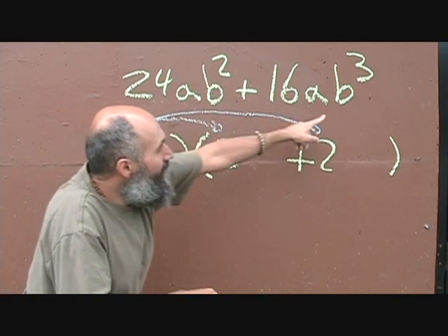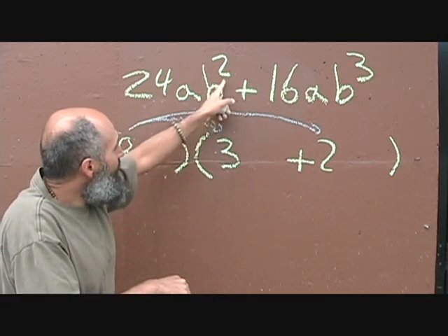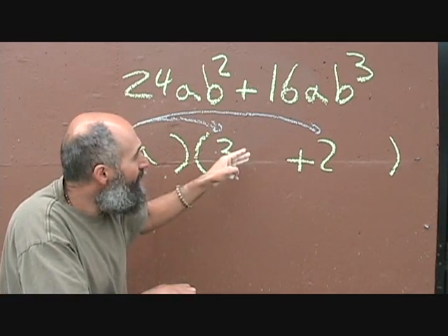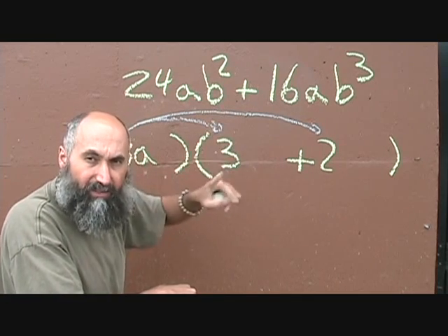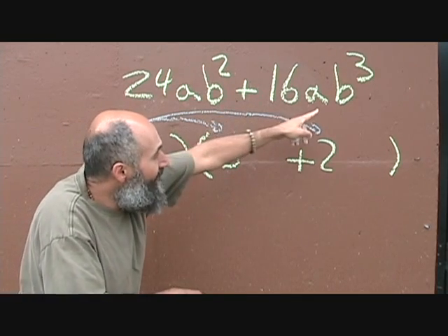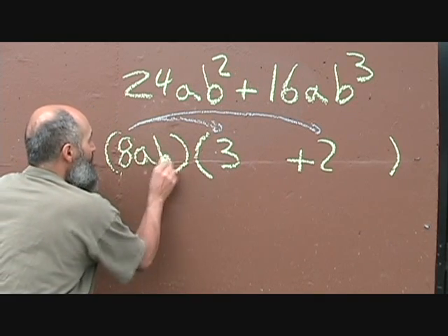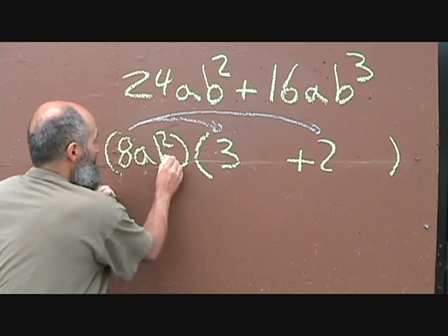You have a B squared here and a B cubed here. B squared means there's 2 B's. B cubed means there's 3 B's. So what you can do is take out 2 B's from both of them. Now you couldn't take out a B cubed because this doesn't have 3 B's to be taken out. So what you do is you go B squared comes out, right?